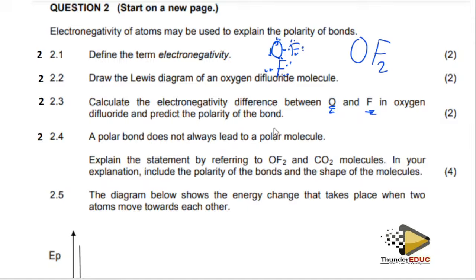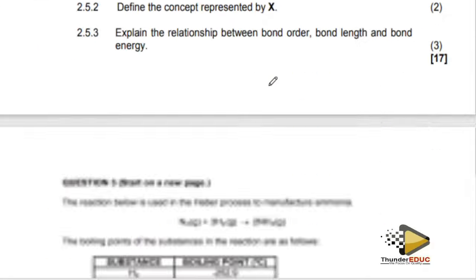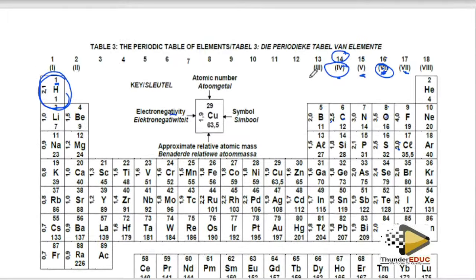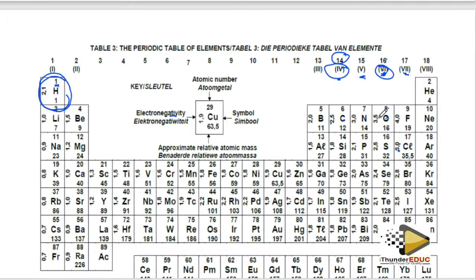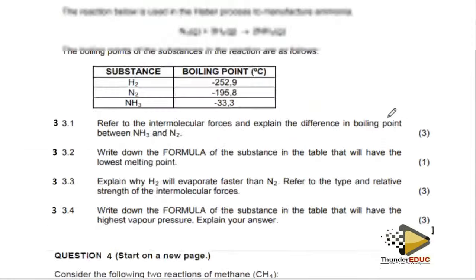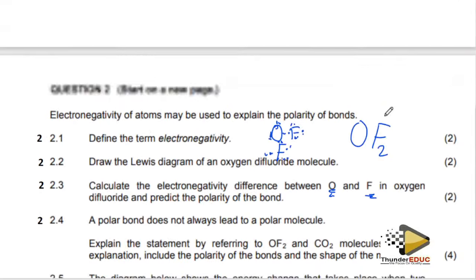We have to go and find out which type of bond it is. Oxygen, where is oxygen? Oxygen is 3.5. What about fluoride? Fluoride is 4. Therefore, it's going to be polar.